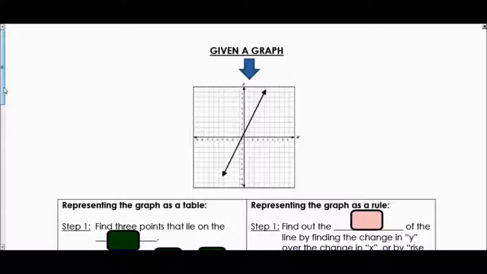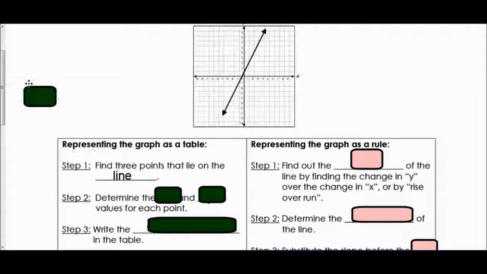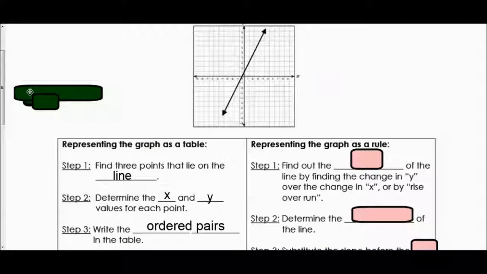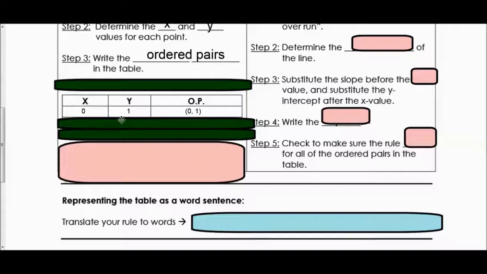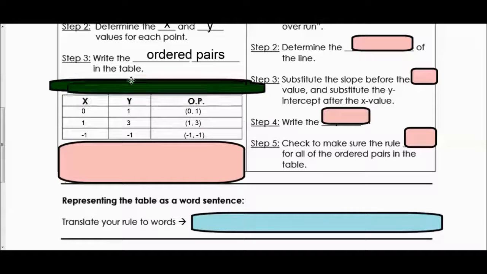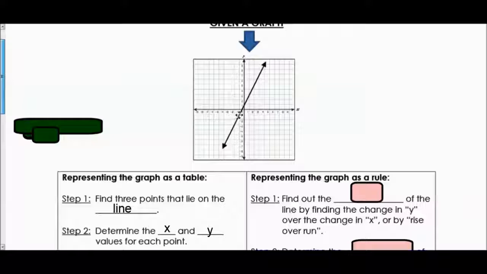The last example is given a graph. The first thing we want to do is just pick out 3 points that are actually on that line. Pick out the x and the y values, and then write them in a table as ordered pairs. So I picked out 3 different points on that line, 0, 1, 1, 3, and -1, -1. All 3 of those are on that line. -1, -1, 0, 1, and 1, 3 are those 3 points.